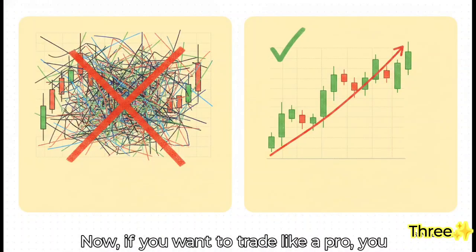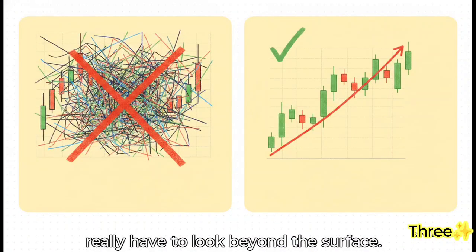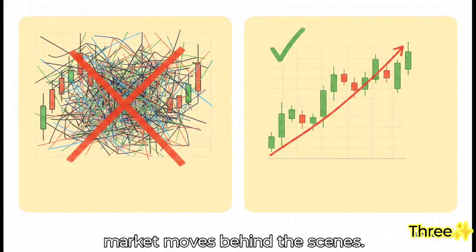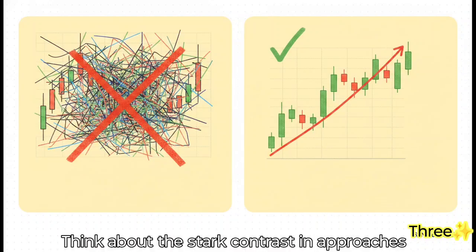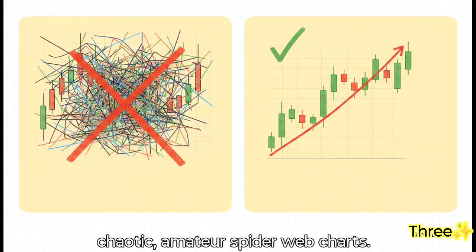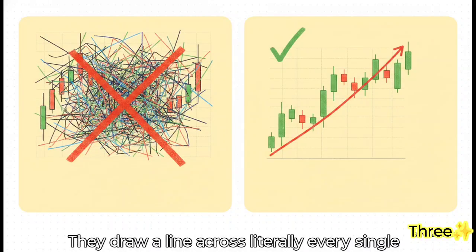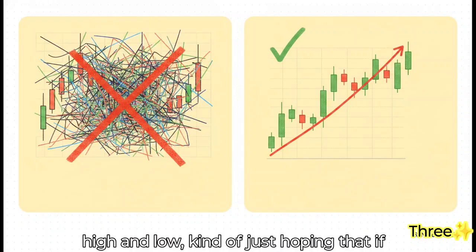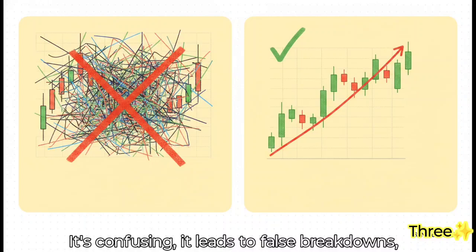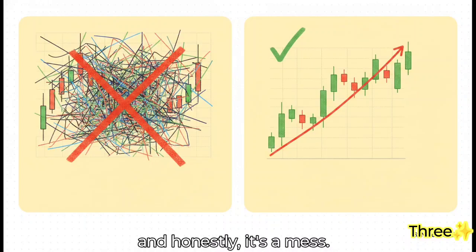Now, if you want to trade like a pro, you really have to look beyond the surface. You've got to understand who is making these market moves behind the scenes. Think about this stark contrast in approaches here. Beginners usually end up with these chaotic, amateur spiderweb charts. They draw a line across literally every single high and low, kind of just hoping that if they draw enough of them, eventually one is going to work. It's confusing, it leads to false breakdowns, and honestly, it's a mess.